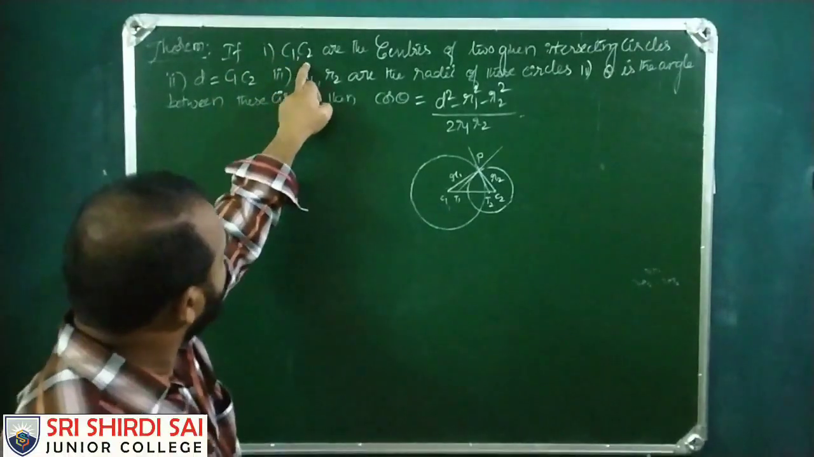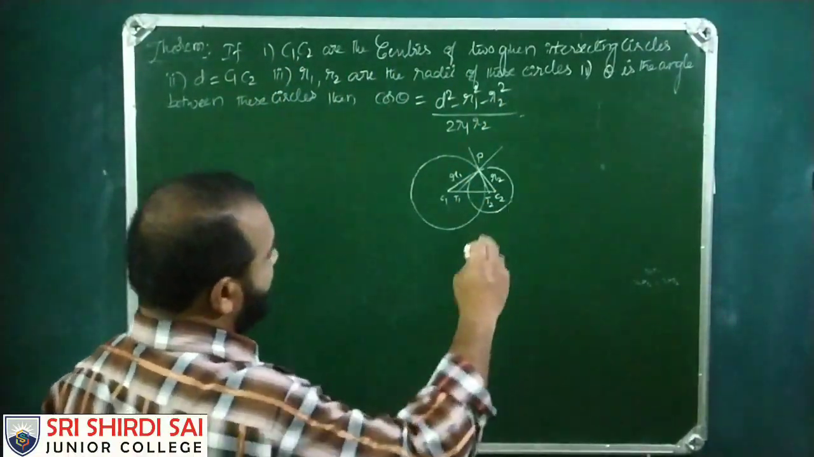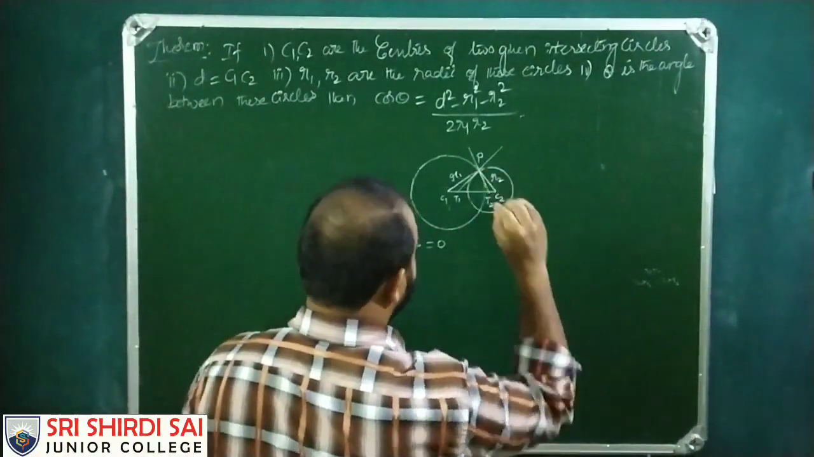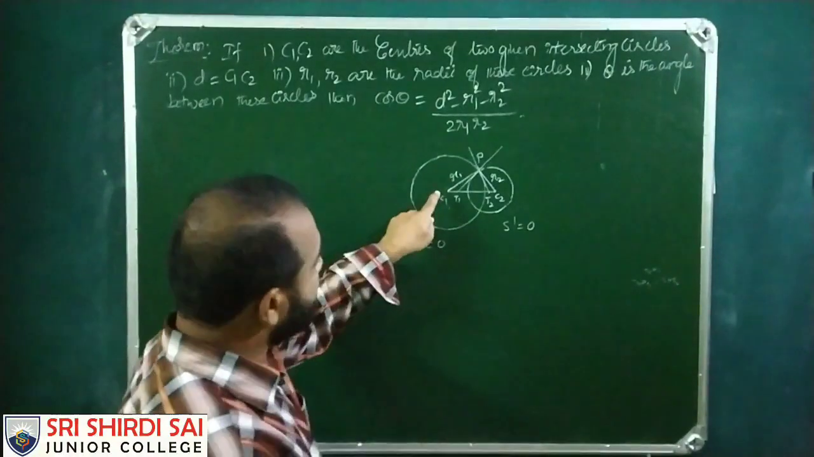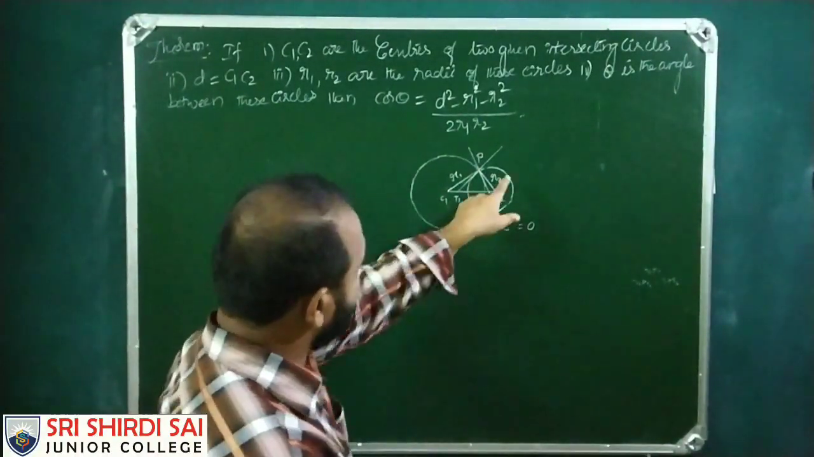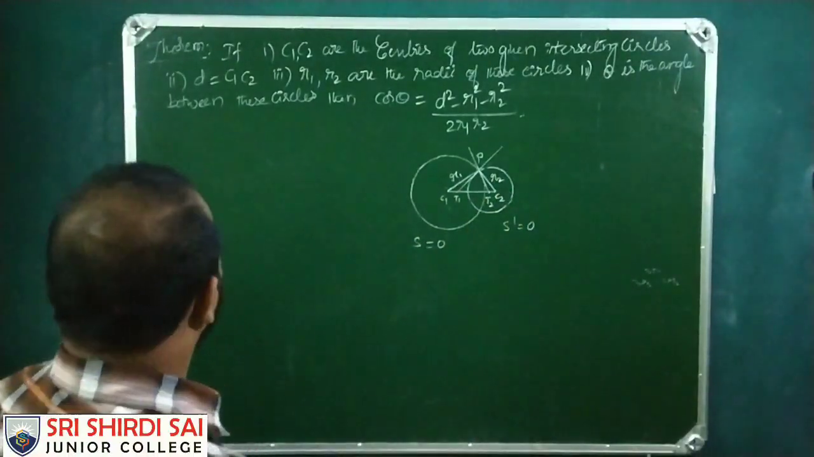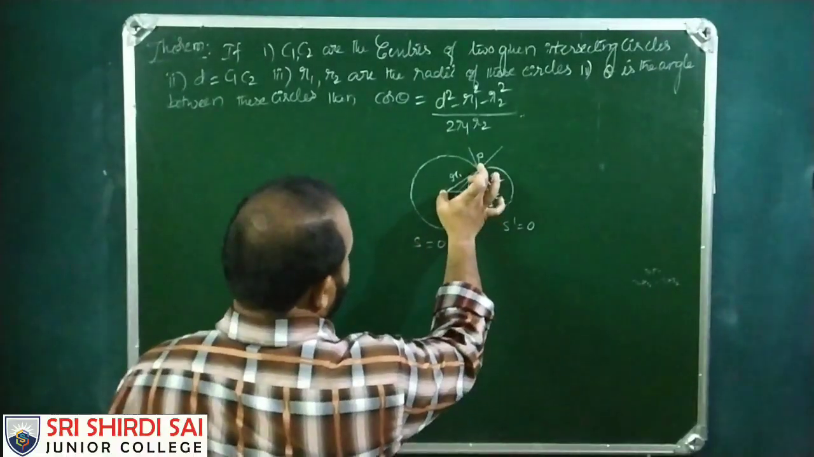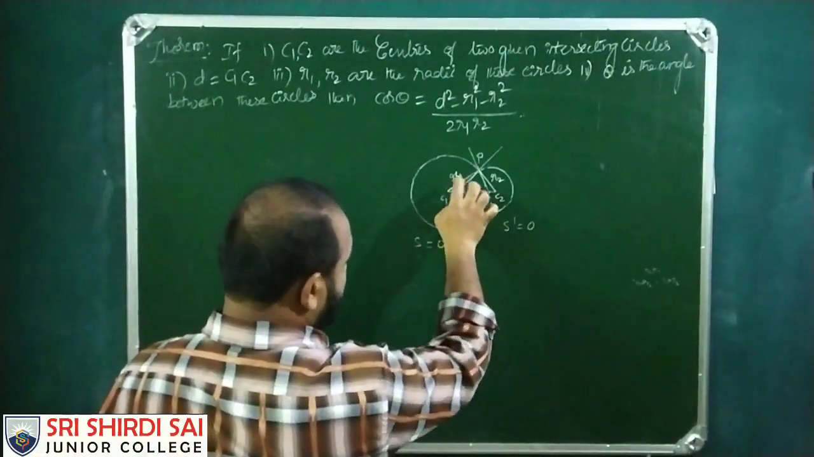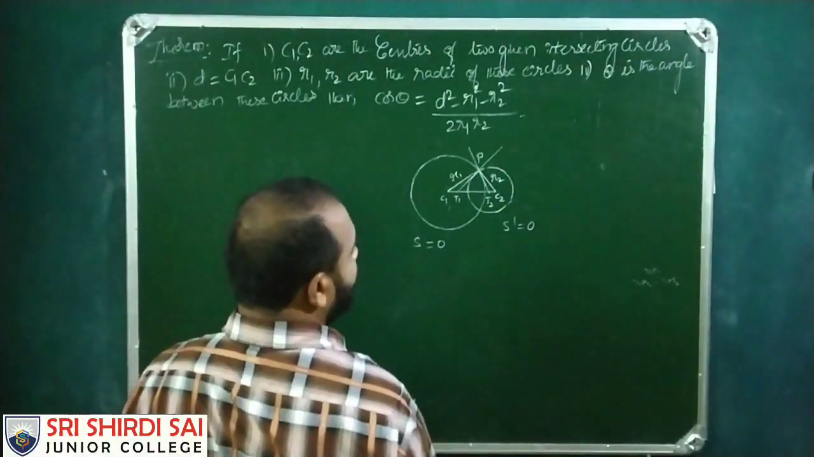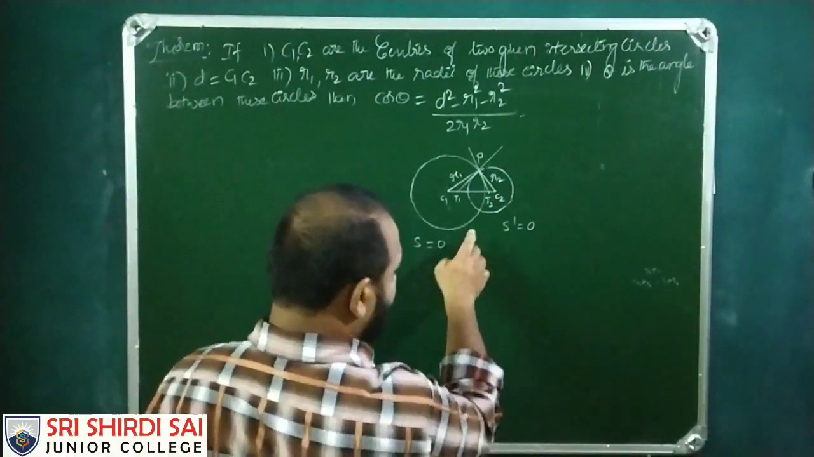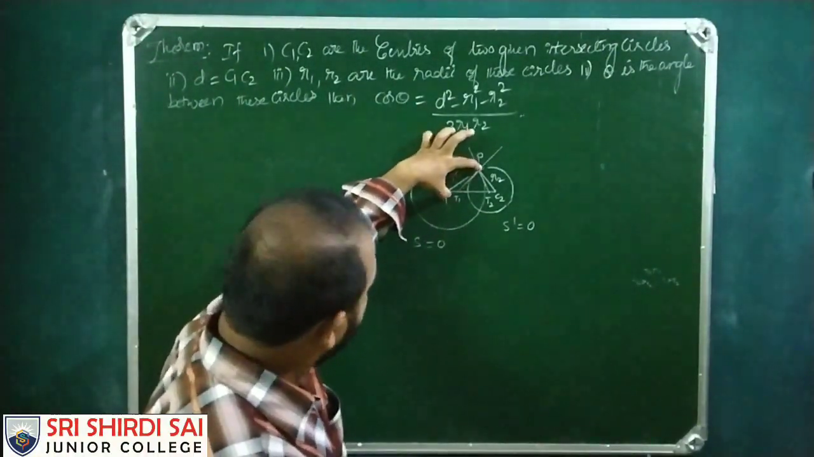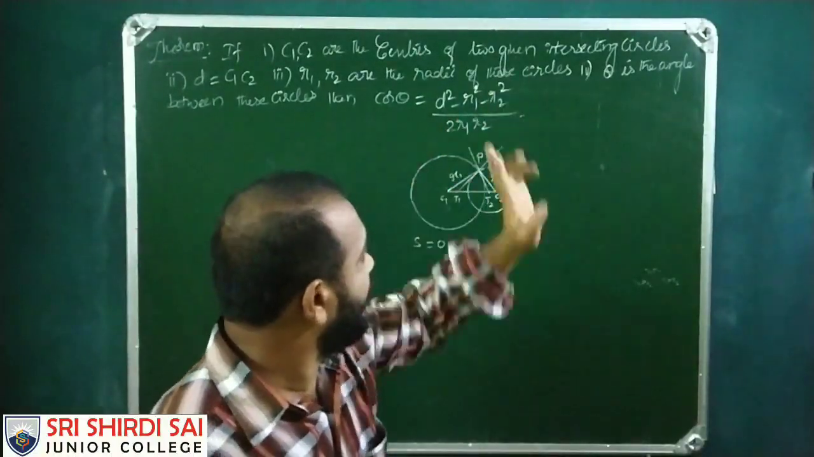If C1, C2 are the centers of the two given intersecting circles, S equals 0 and S dash equals 0, then C1 is the center of this circle and C2 is the center of the smaller circle in the diagram. R1, R2 are the radii of the two circles. Let us take the two circles intersecting at P, and of course this is Q. This is R1, the radius of the first circle, and R2 is the radius of the second circle.